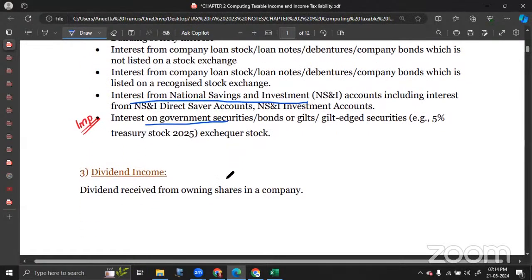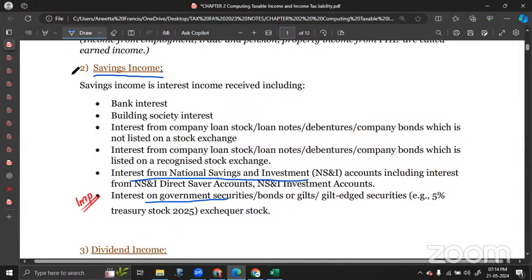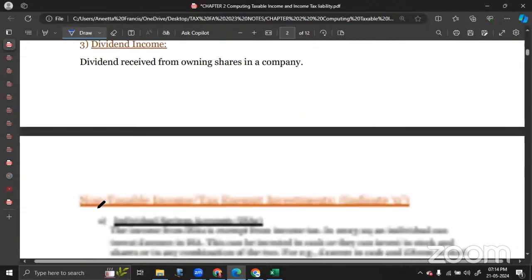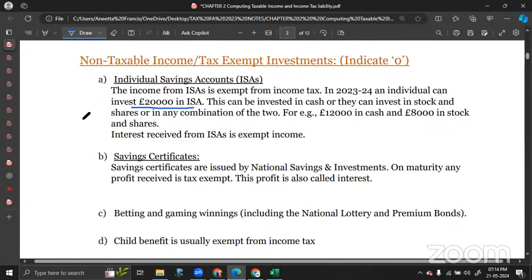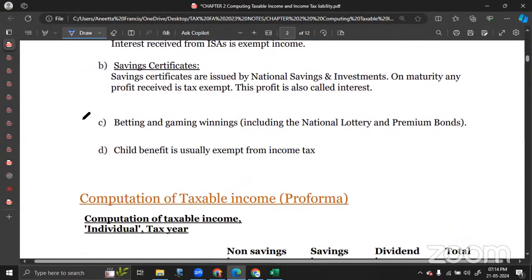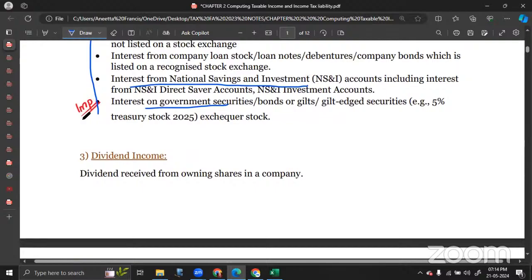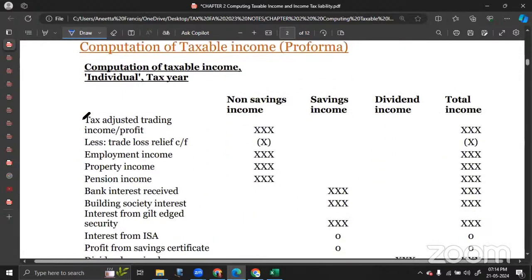So learn the list. I told you to learn two things here. One is I want you to learn the list of savings income. These are all taxable savings income. I also want you to learn the list of tax exempt income or non-taxable income as well. I hope that is clear. And dividend is the dividend received from owning shares in a company during a tax year.